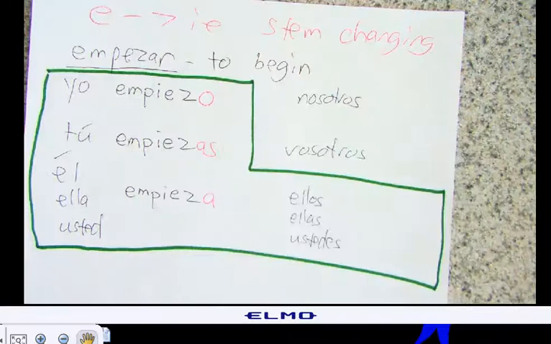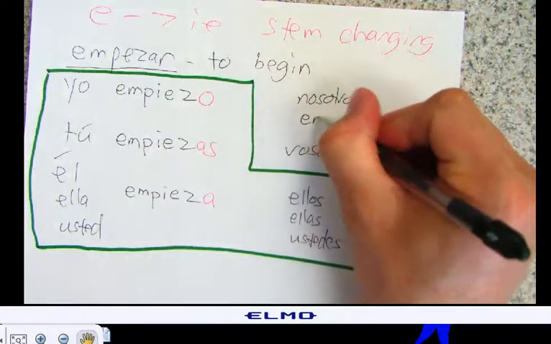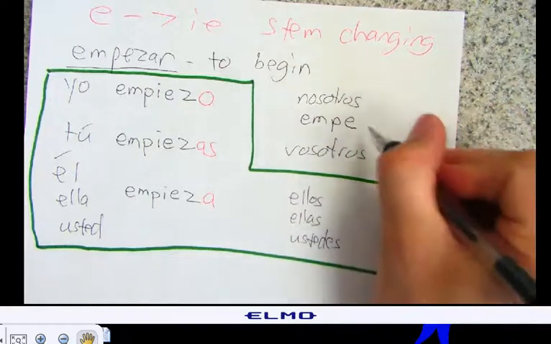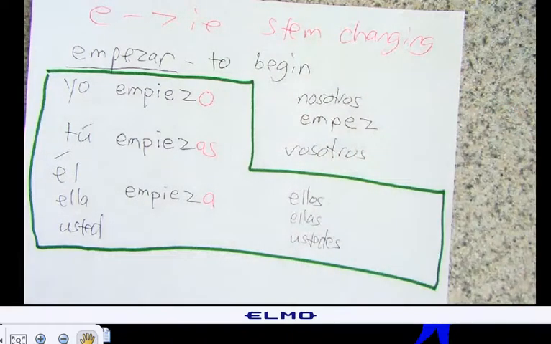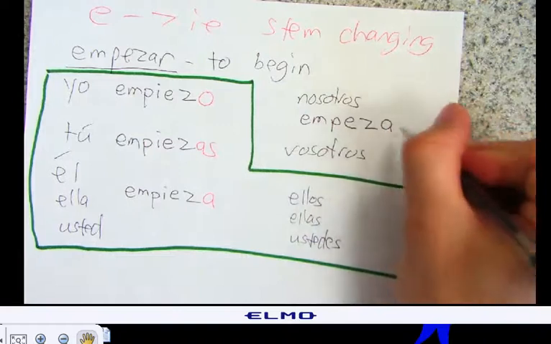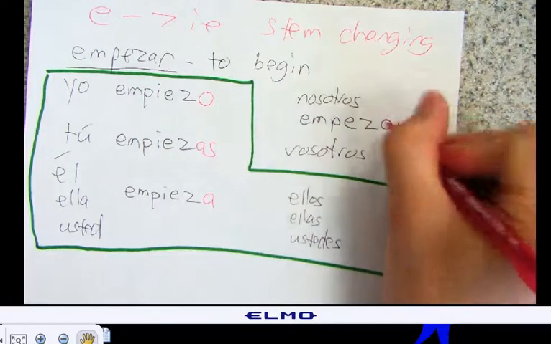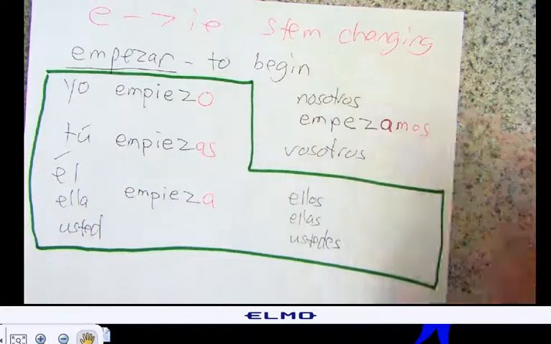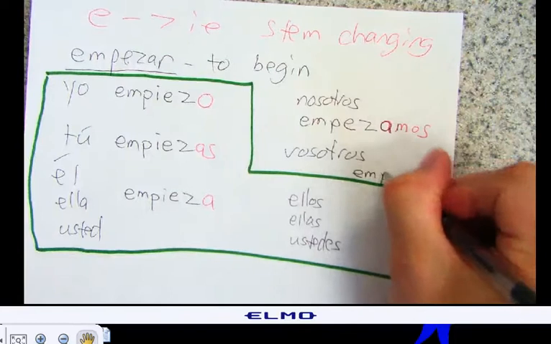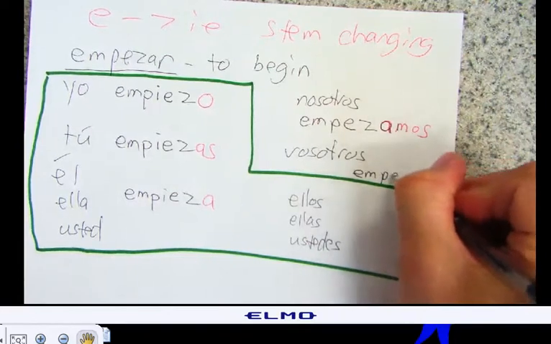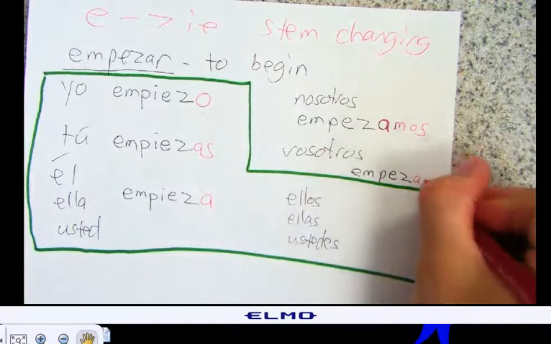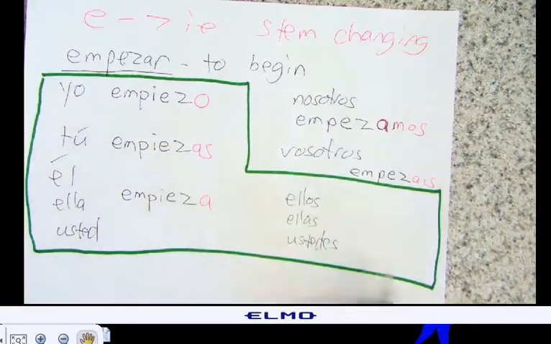So let's see how this applies. Nosotros, EMP, no change. I'm not going to make it IE. I'm just going to keep it E, Z, and then your typical ending for an AR verb in the nosotros form is AMOS. The same is going to happen for this. EMP, not IE, but just E, because it's outside of the boot. Keep the Z and AIS. Now we're back inside the boot.